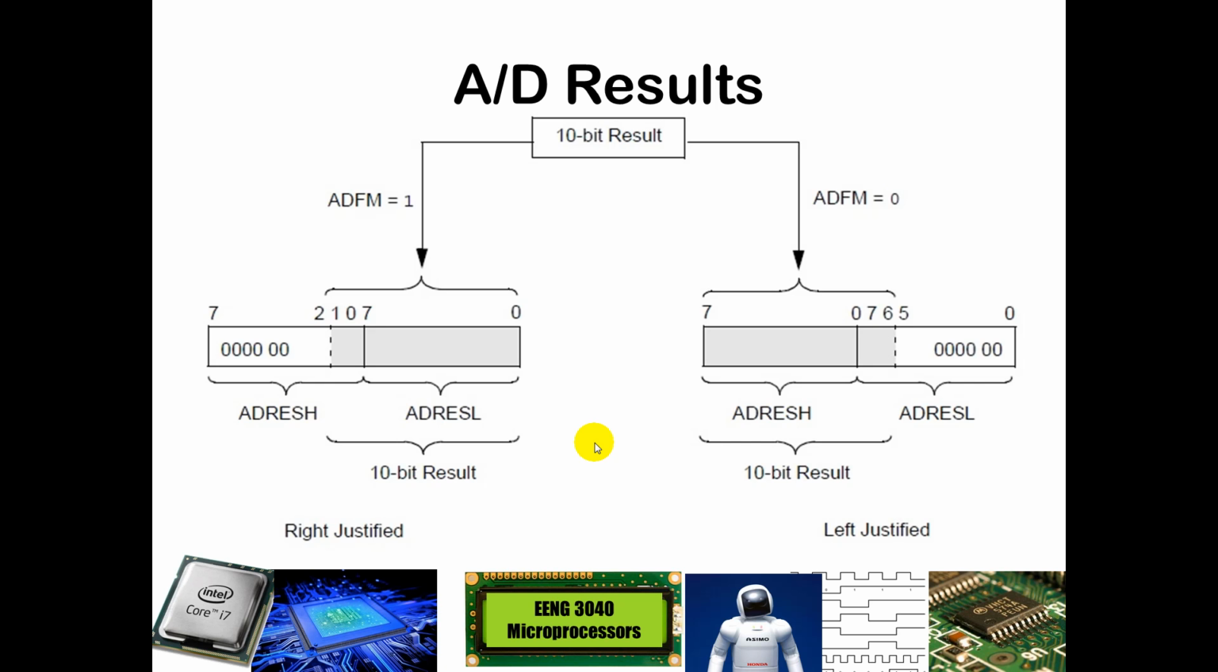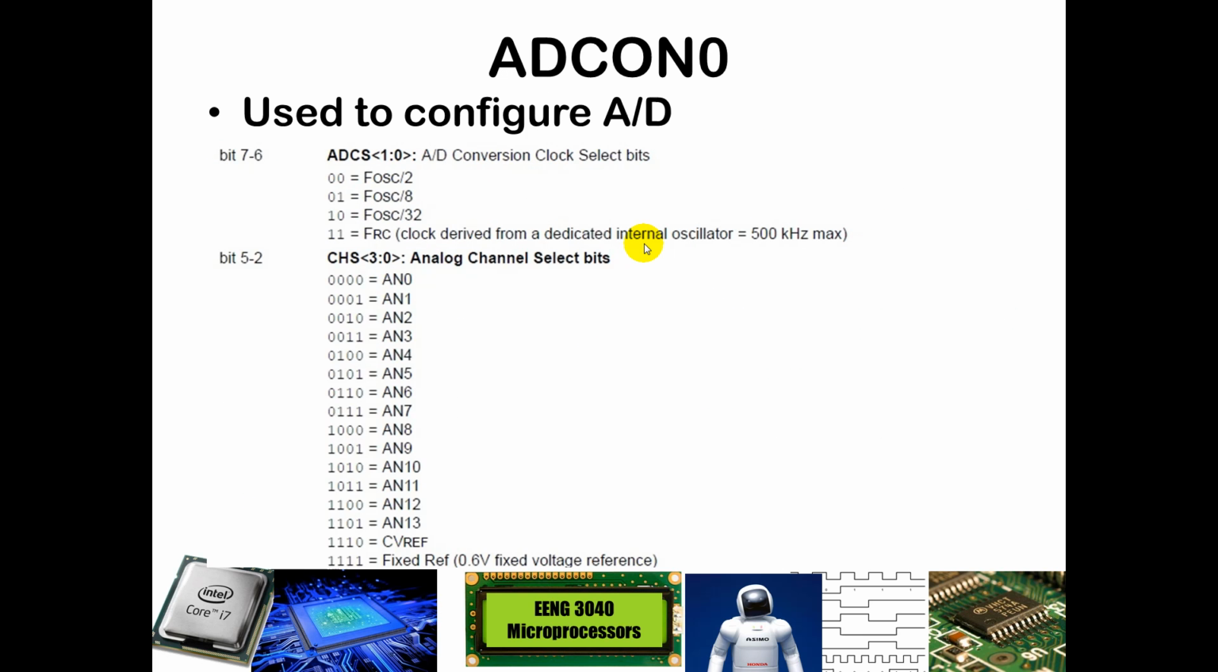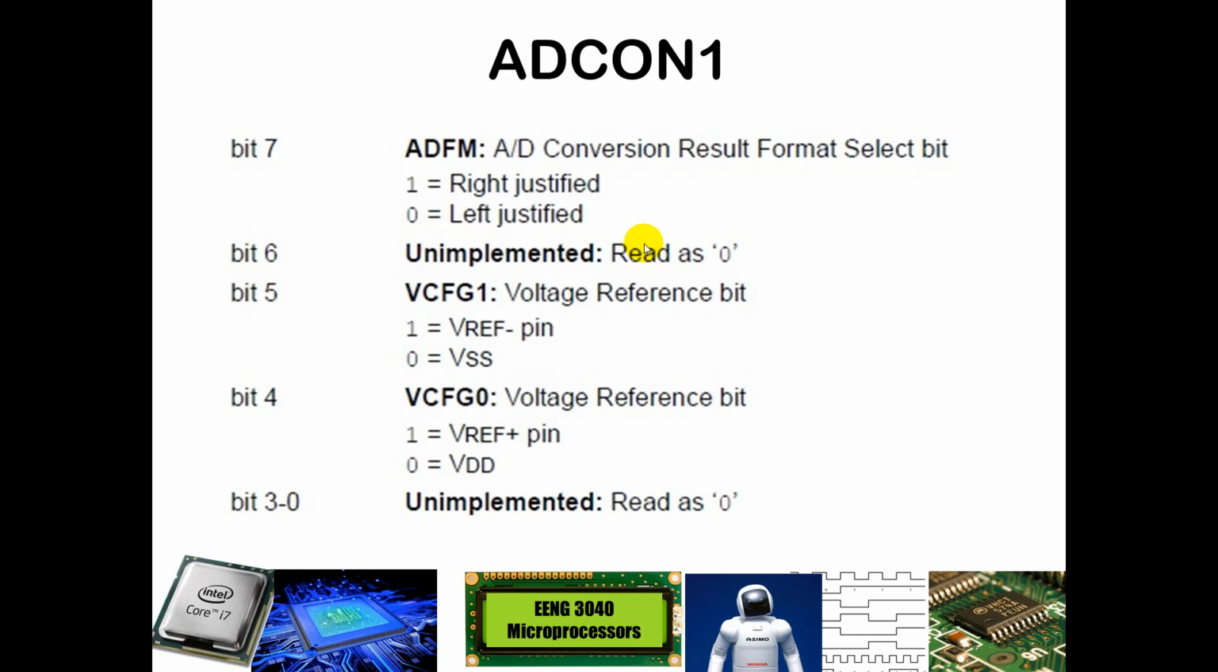So this illustrates how those results can come in. If you do a left justified, then that is like what you see down here on the right, where your most significant bit is going to be here, your most significant 8 bits are going to be in ADRESH, and then your least significant 2 bits are going to be in ADRESL. If you do right justified, then you'll have zeros over here in the top 6 bits of ADRESH, and then your 10 bits of data will be located here. And so that's all based on your ADFM bit, which is in, as we mentioned before, not your ADCON 0, your ADCON 1, bit 7.